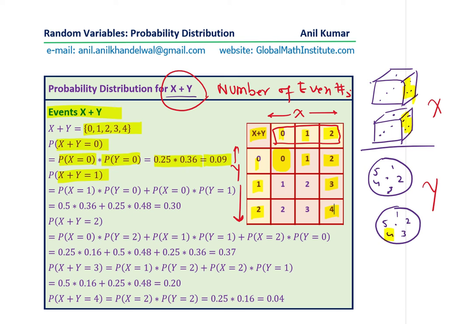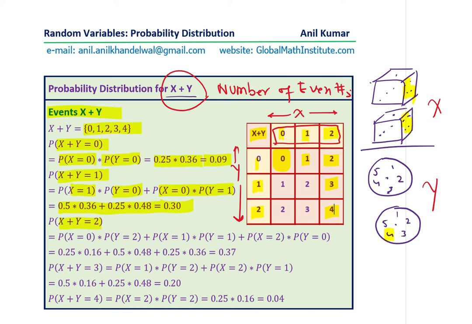That means one of them gets an even number. Either x gives you an even number or y gives you an even number. Adding them together gives us the net probability, right? So the probability for x plus y equals 1 is the probability when x equals 1 and y equals 0, or the probability when x is 0 and y equals 1. So that gives you the value 0.30.